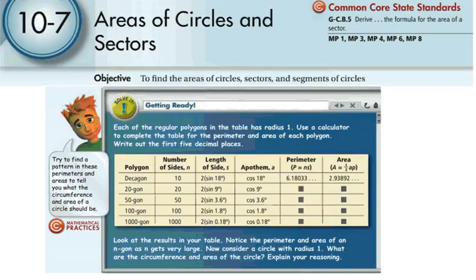So the goal here, which is worth writing down, is to find the area of circles, sectors, and segments of circles. All right, so that is our goal, that's our objective. You'll find out what sectors and segments of circles are in a bit. Parts of it will be review, parts of it will build off of that review, and there will be a little bit of new stuff here as well.